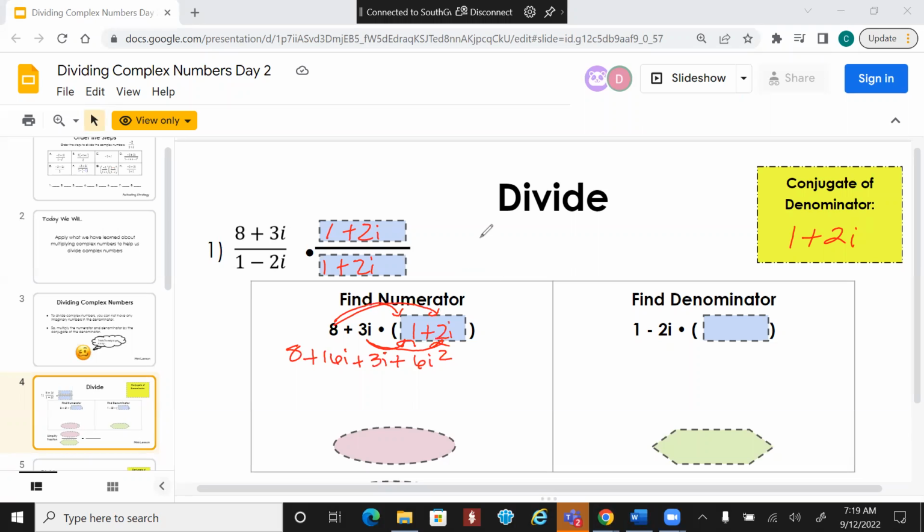For those of you who like the box, you set it up the exact same way. You're going to say 8 plus 3i and 1 plus 2i. And we multiply it out, and you get the exact same thing. Now, we've got a big mess right here. Can we simplify anything? Is there anything we can simplify?